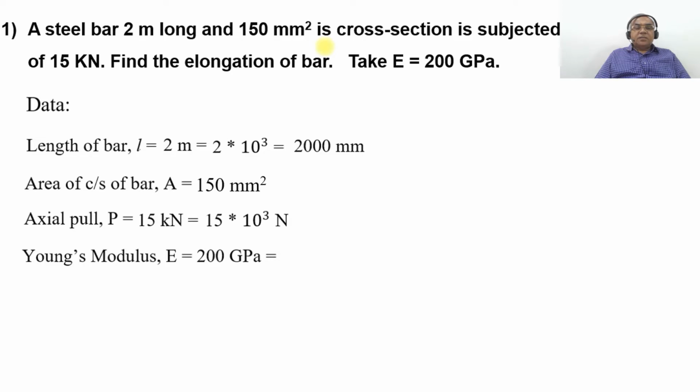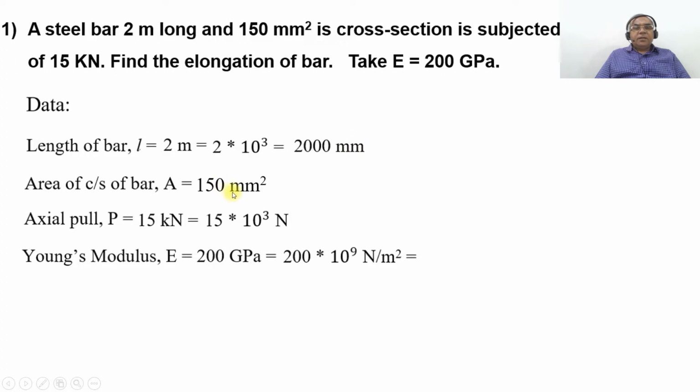So 200 gigapascal is to be converted into Newton per mm square. First convert that into Newton per meter square: 200 into 10 to the power of 9, since Giga means 10 to the power of 9, and 1 Pascal is equal to 1 Newton per meter square. Therefore you will get 200 into 10 to the power of 9 Newton per meter square. But here all the dimensions are taken in mm.